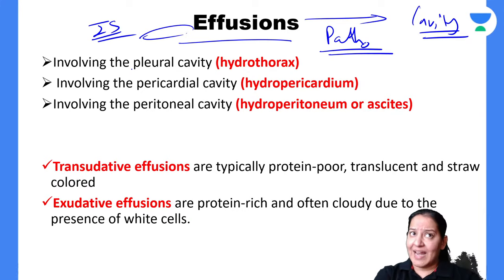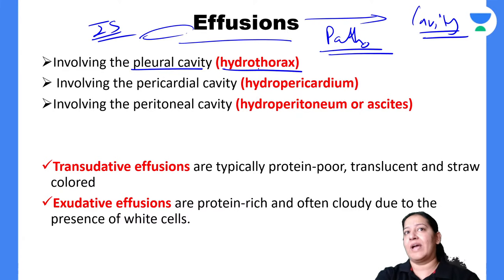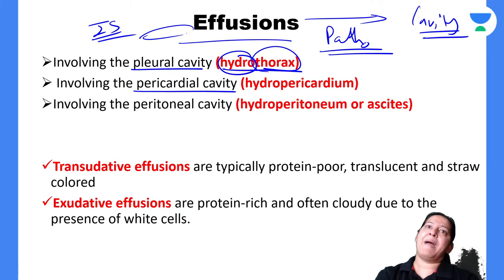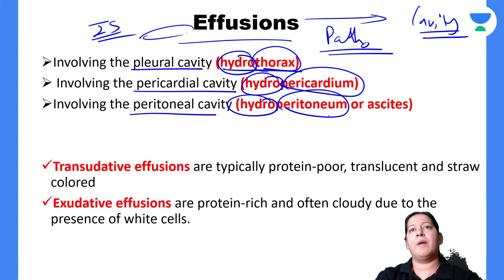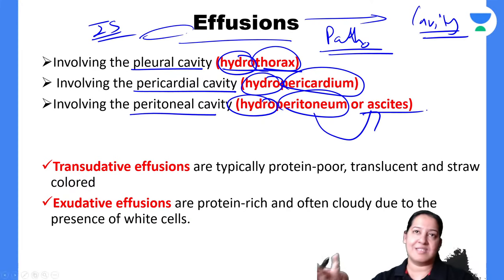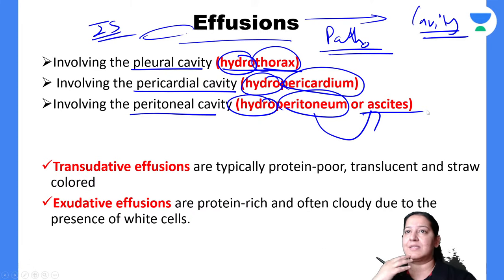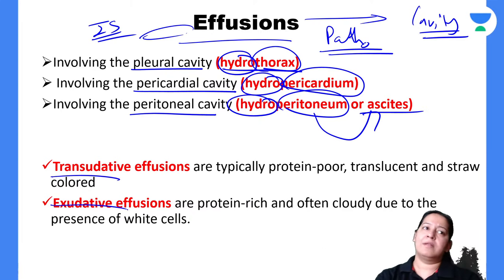But the pathophysiology, the same six causes of effusion are also there. So if fluid is collected in the pleural cavity, it is known as hydrothorax. Hydro means water, thorax means it is in the pleural cavity. If fluid is collected in the pericardial cavity, it is known as hydropericardium. If fluid is collected in the peritoneal cavity, it is known as hydroperitoneum. Another name of hydroperitoneum is ascites. The patient comes to us with ascites. And it is also of two types, the exudate and transudate.